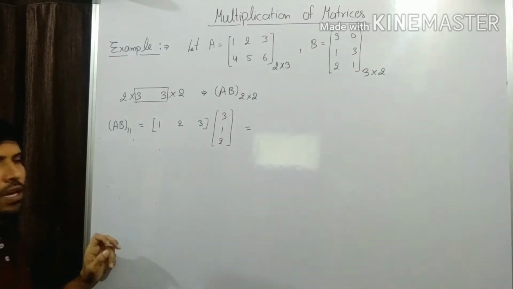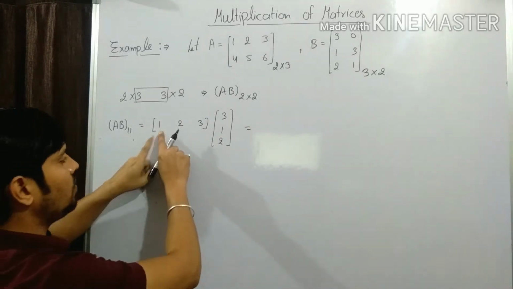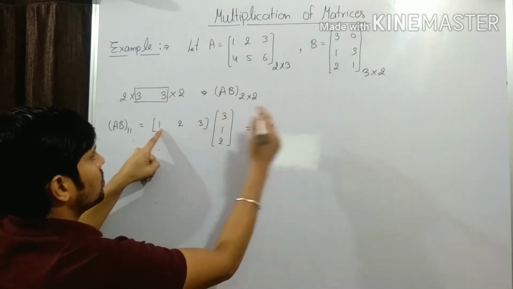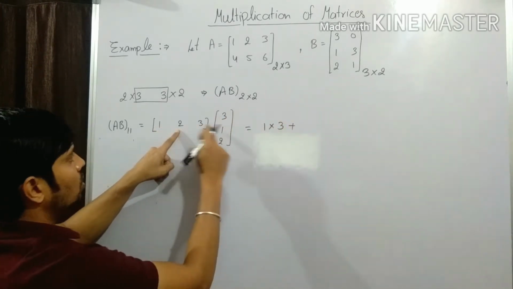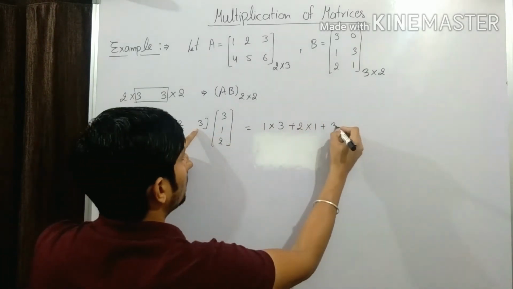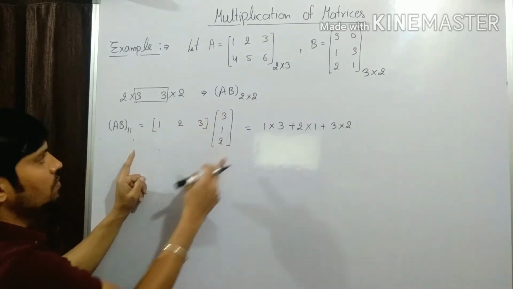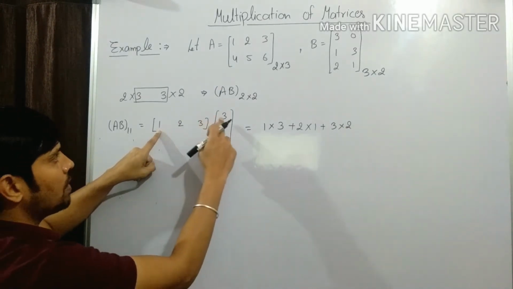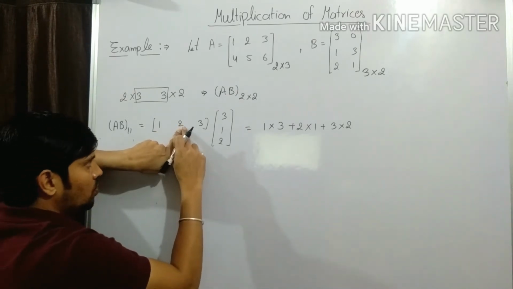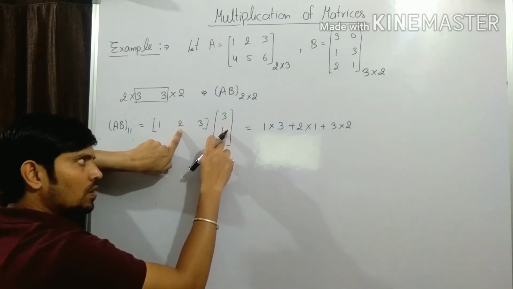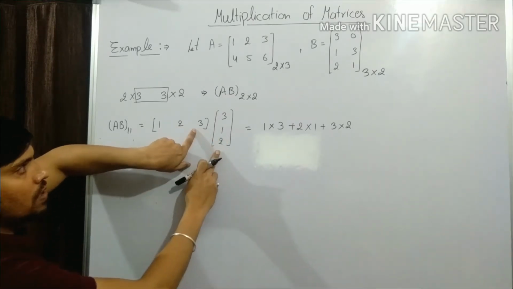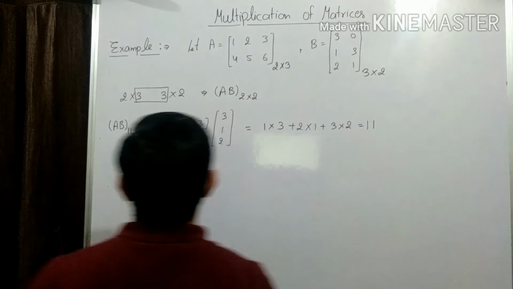Now multiply this. How can we multiply this? We will take the first row and first column: 1 into 3 plus 2 into 1 plus 3 into 2. Now the respective elements we will multiply. The first element is multiplied by the first element of the column, the second element of the row matrix is multiplied by the second element of the column matrix, and similarly the third one with the third one, and the answer will be 11.